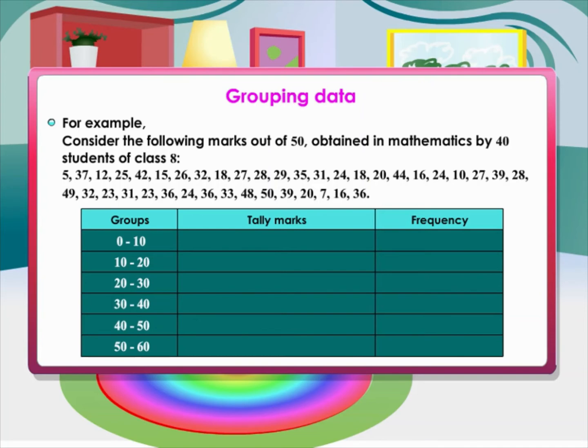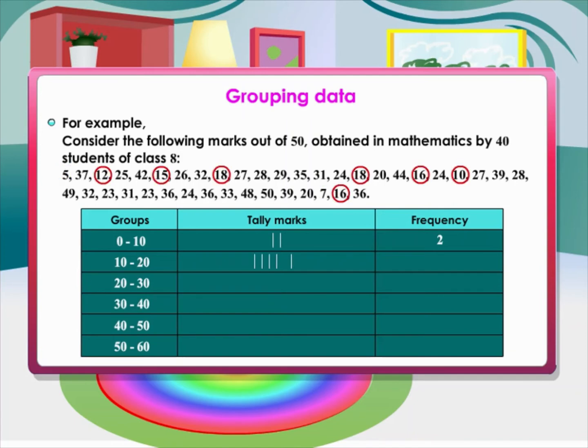So for convenience, we make groups of observations, say 0 to 10, 10 to 20, and so on, and obtain a frequency distribution of the number of observations falling in each group. Thus, the frequency distribution table for the above data can be: 2 of them scored marks between 0 and 10.